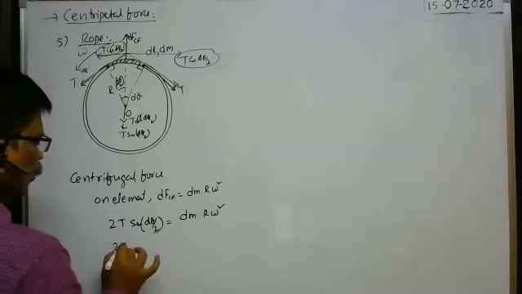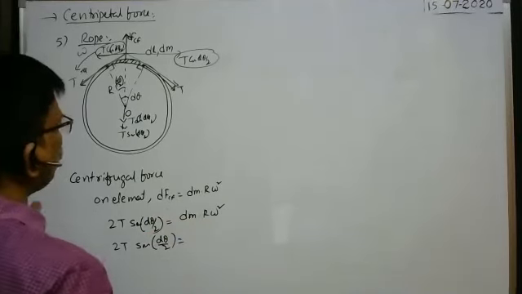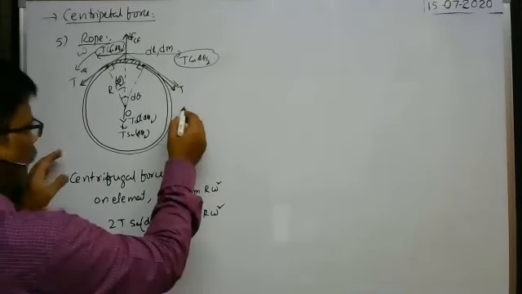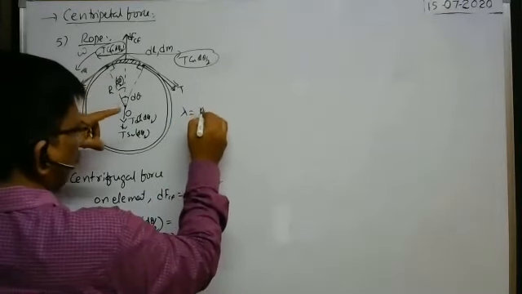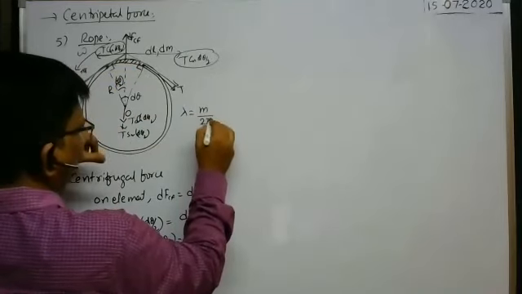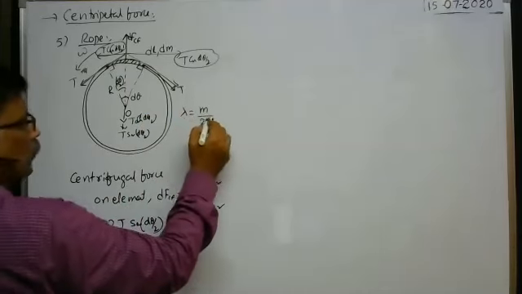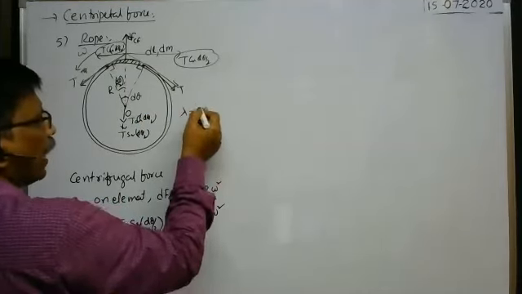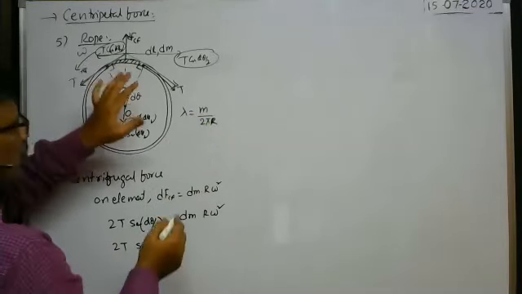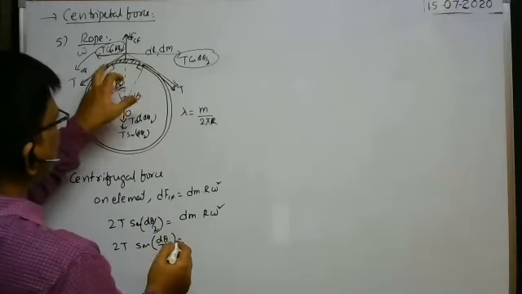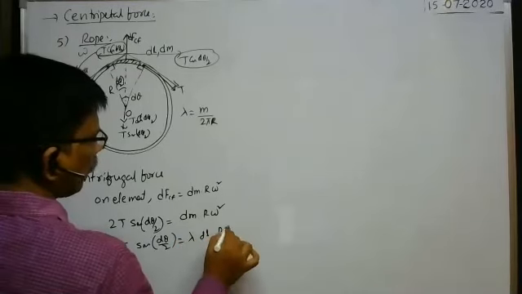Now 2T sin(d theta by 2) is equal to the mass of the element times r omega square. Mass of the element means, suppose the mass per unit length lambda is equal to the mass of the entire loop m by the circumference 2 pi r. That means the loop having length 2 pi r has mass m. Then the mass per unit length is mass by length. Now the length of the element is dl, so the mass of this element of length dl is lambda into dl, into r omega square.